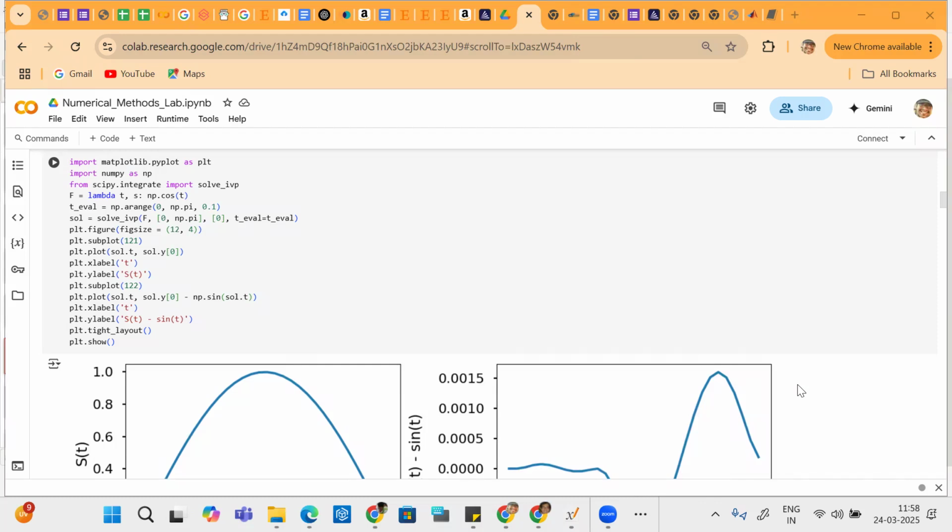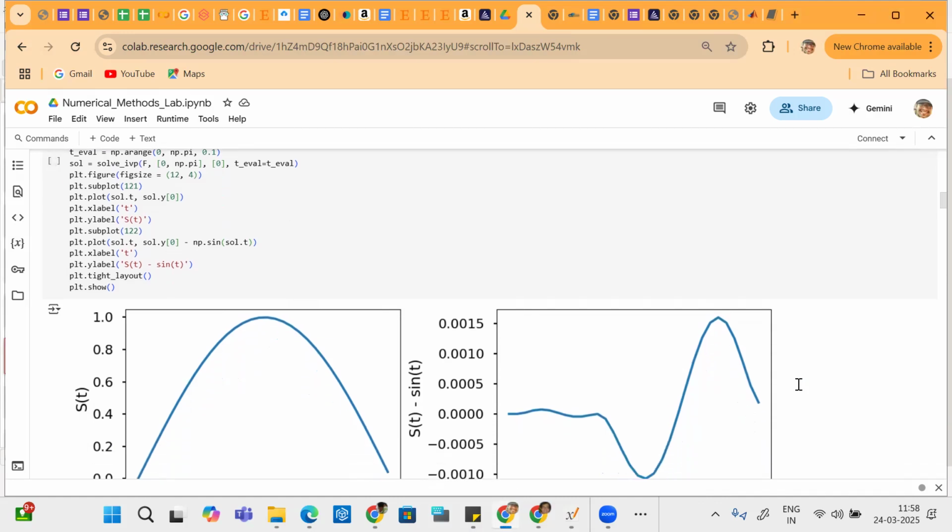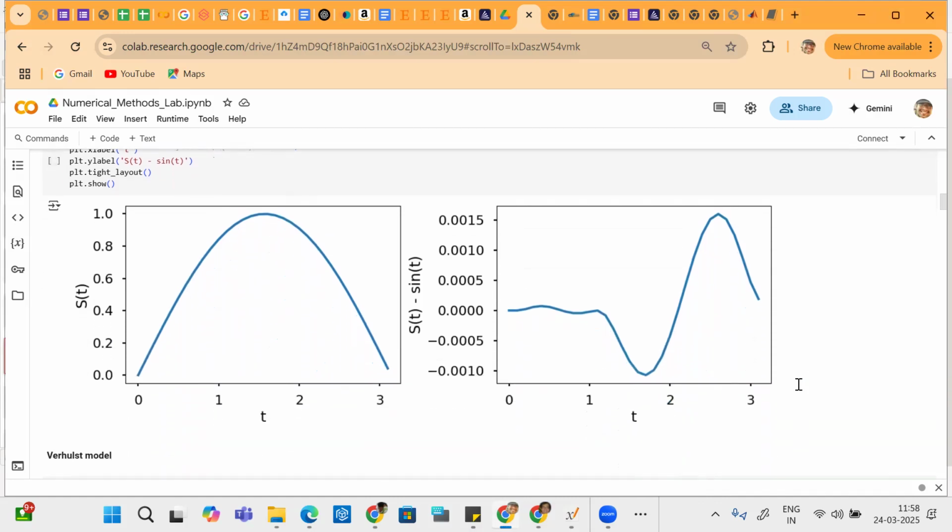The curve should be sine t. You know how sine t looks. So solve IVP: you give that function, and you give the range on which you want to find the solution, 0 to pi. You see how your sine function looks from 0 to pi. And t_eval is the points in this range where I want to solve. You store it in sol, and you are printing sol.t. This is the solution you get.